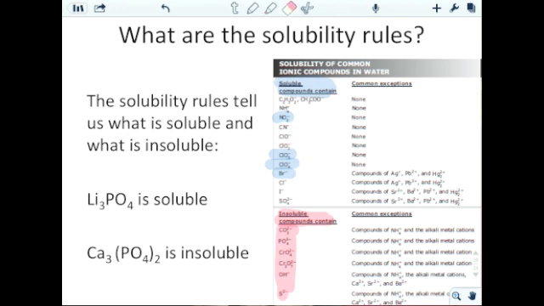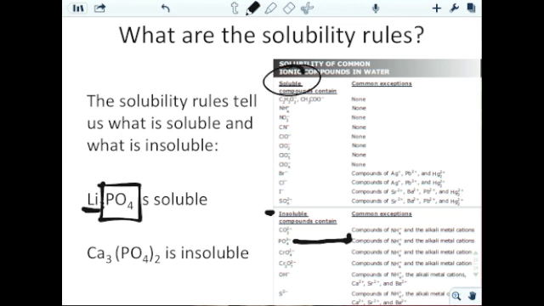So let's look at the two that we have right here beside us. We say that lithium phosphate is soluble. We look and find, what is lithium bonded to? It's phosphate. We find phosphate right here in the insoluble list, but there's an exception: compounds containing ammonium and alkali metal cations. Lithium is an alkali metal, so it's an exception to being insoluble, therefore it's now soluble.